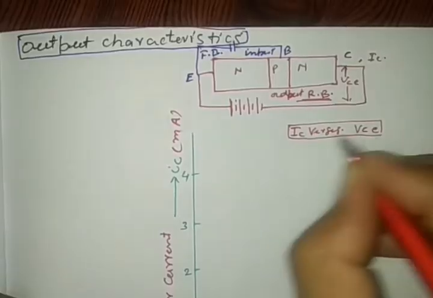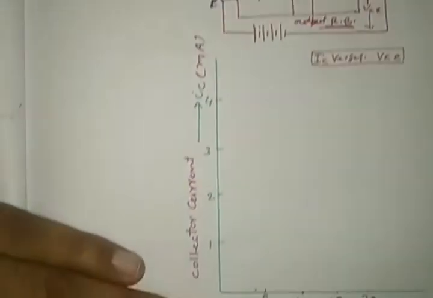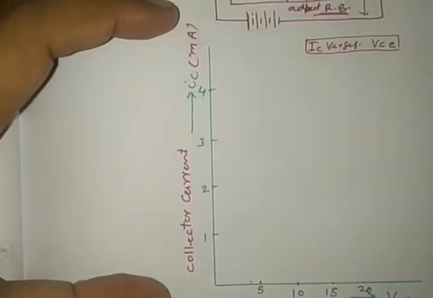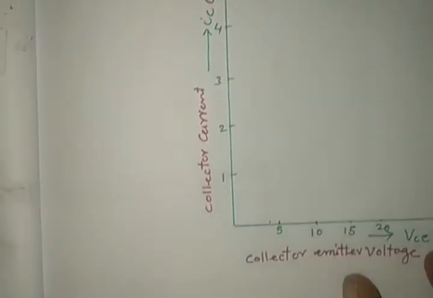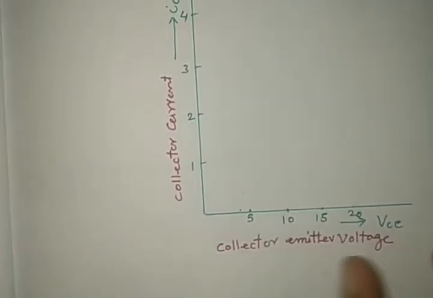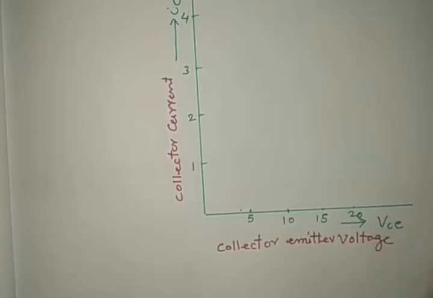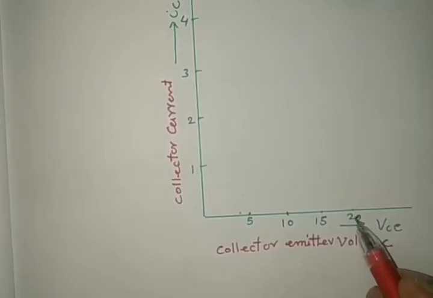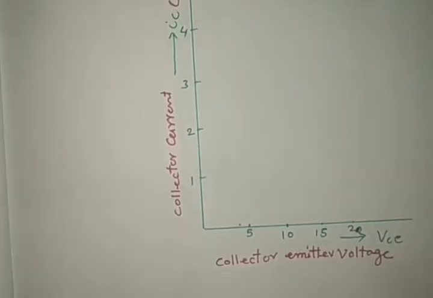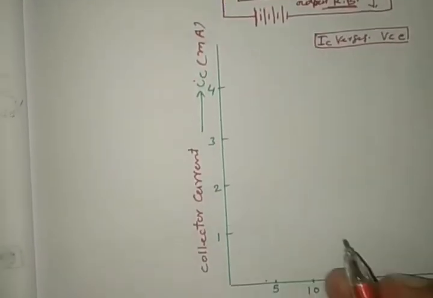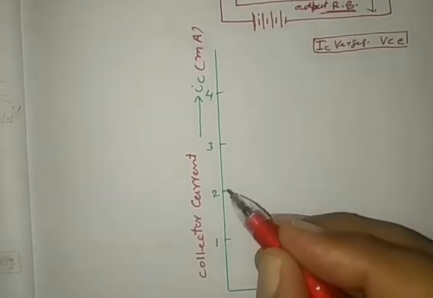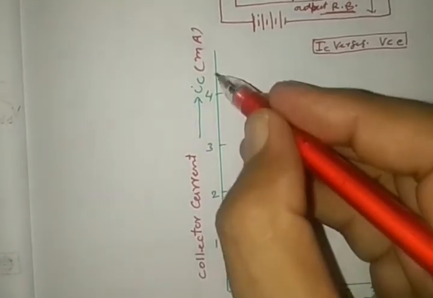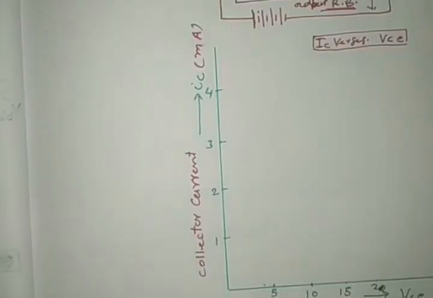So it means IC is on the y-axis here, and voltage VCE, the collector-emitter voltage, is on the x-axis. The graduations are 5 volt, 10 volt, 15 volt, 20 volt, 25 volt, and so on, and on the current axis it is 1 milliampere, 2, 3, 4 milliampere, and so on.